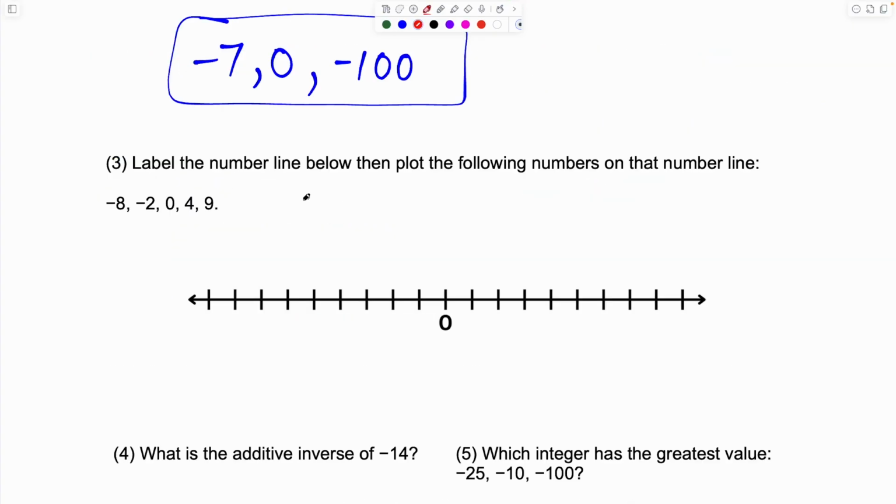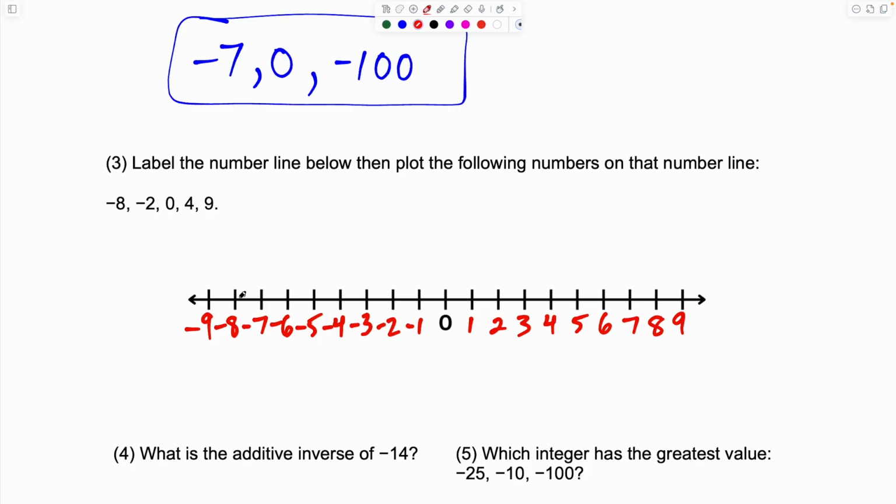Question 3, we're going to label the number line below, then plot the following numbers on that number line. So we have -8, -2, 0, 4, and 9. Let's first start by labeling this number line. Starting here after 0, we have 1, 2, 3, then 4, 5, 6, 7, 8, 9. And when we go backwards, we have -1, -2, -3, then -4, -5, -6, -7, -8, -9.